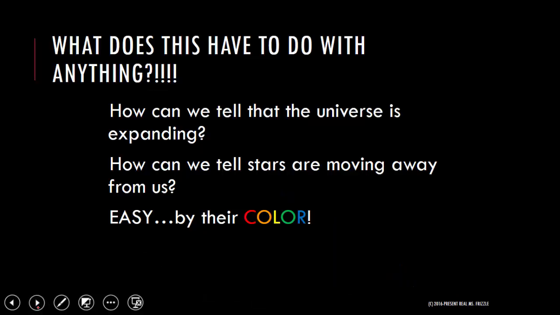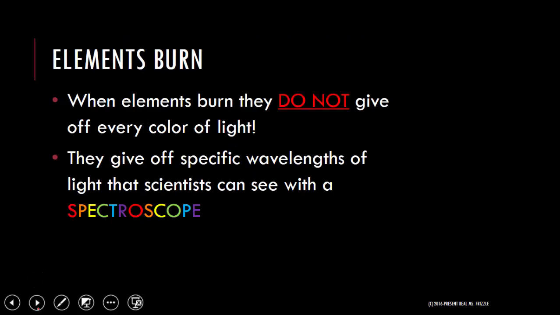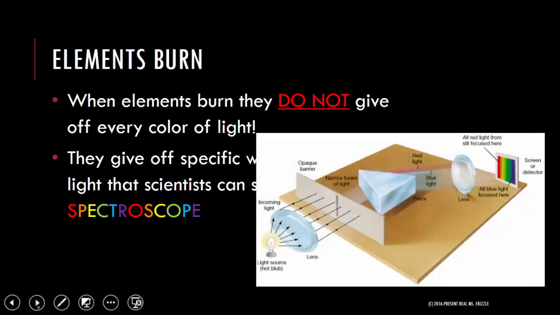So, what does this have to do with anything? How can we tell that the universe is expanding or that stars are moving away from us? It has to do with their color. So we need a way to see their color. And when elements burn, they don't give off every single color. They give off specific wavelengths depending on what element we have, and we can use a specialized tool called a spectroscope in order to see those.